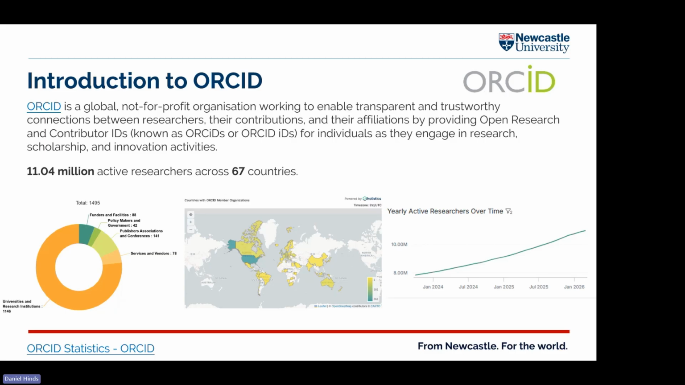Its mission is to enable transparent and trustworthy connections between researchers, their contributions and their affiliations by providing open researcher and contributor IDs for individuals as they engage in research scholarship and innovation activities. There's currently 11.04 million active researchers across 67 countries using ORCID, and that's a number that keeps going up. As you can see from the chart there, the majority of organizations who do use ORCID generally tend to be universities, but it's also funders and publishers, policymakers as well.